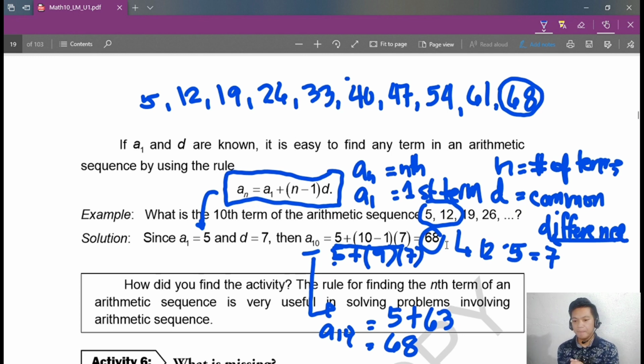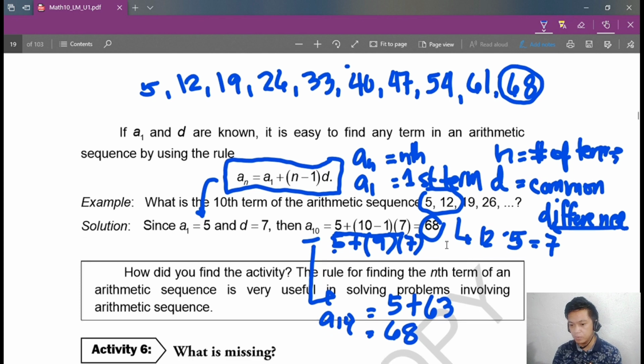If we're going to compare adding successively and using the formula, we will go to using the formula. But, what if nakalimutan natin yung formula? We will go back to the traditional way of adding successively. So, depende sa inyo kung saan kayo comfortable. You can add successively. You can use the formula. But if the question asks you to use the formula, you are going to use the formula.